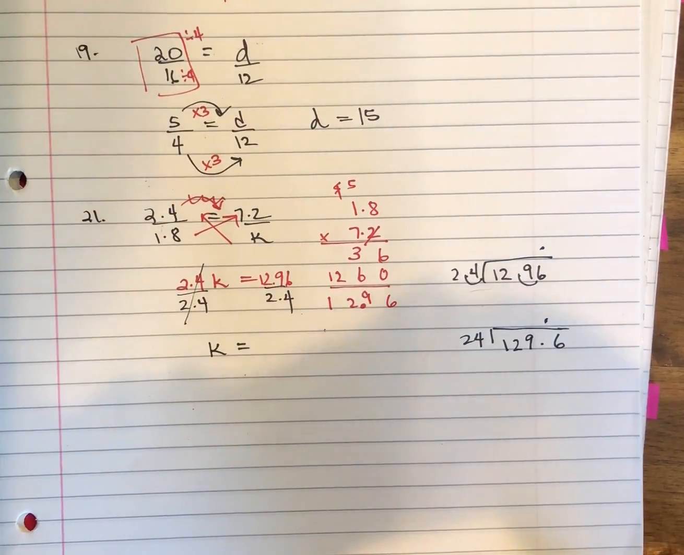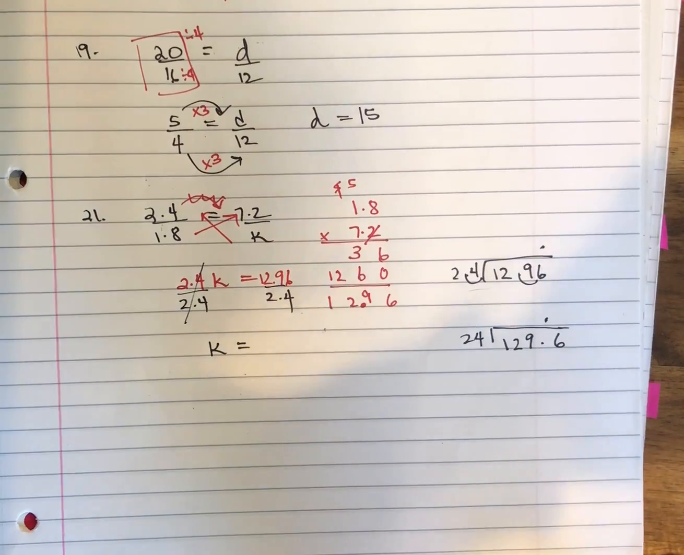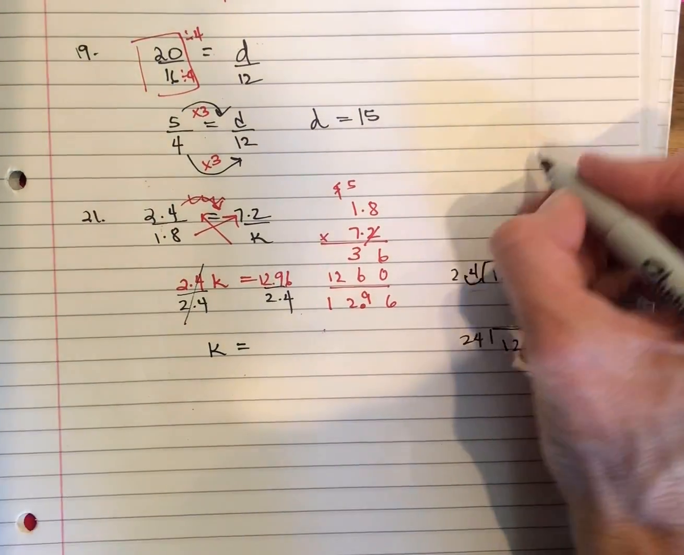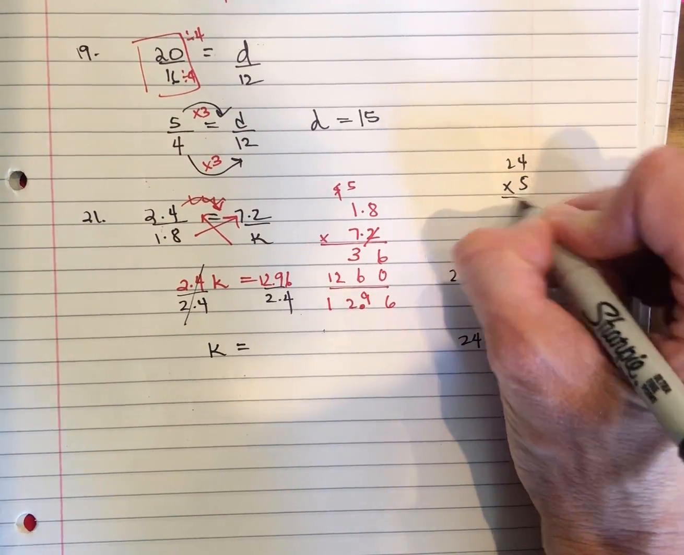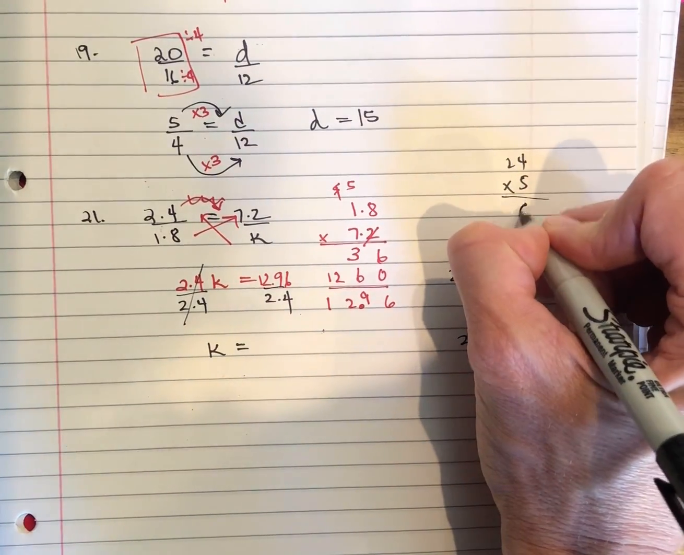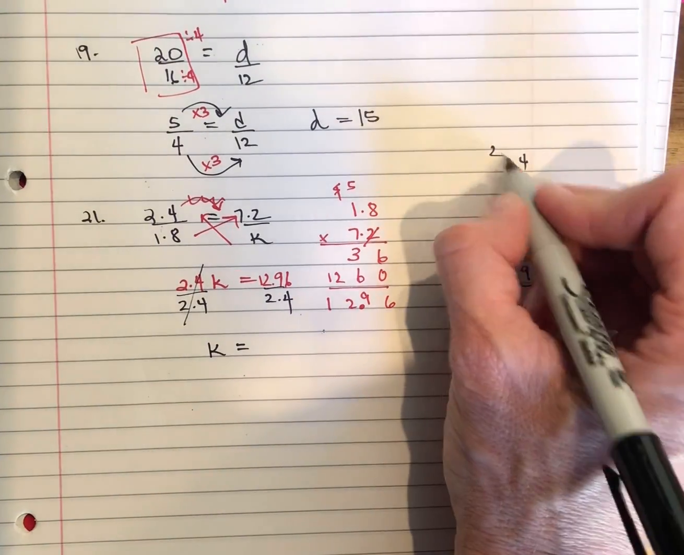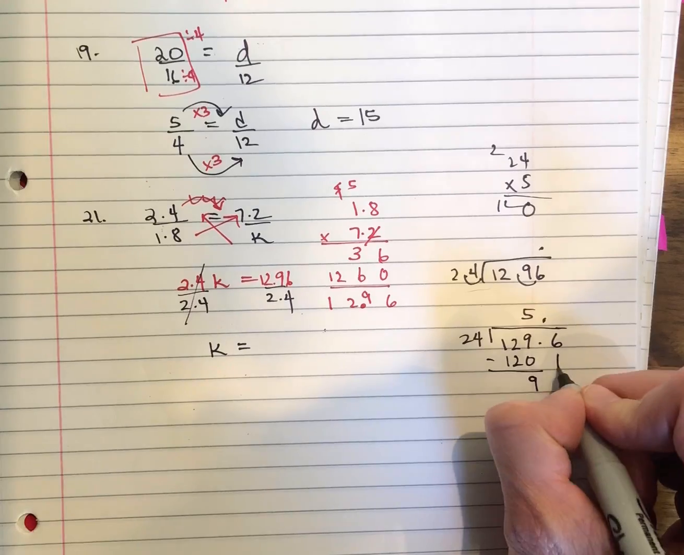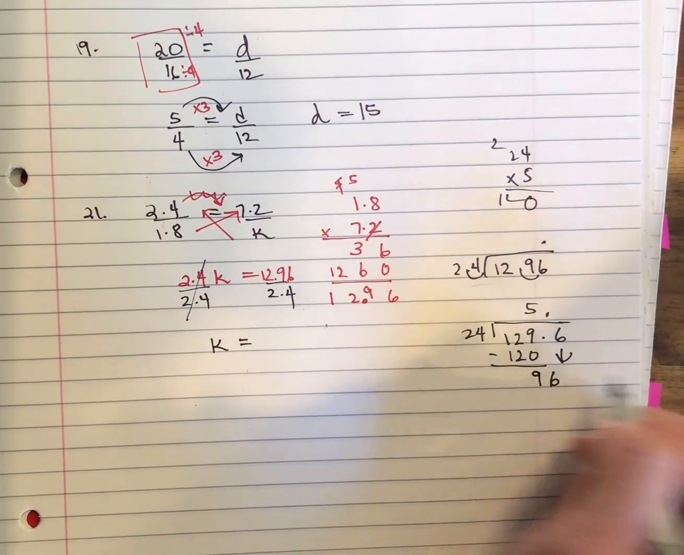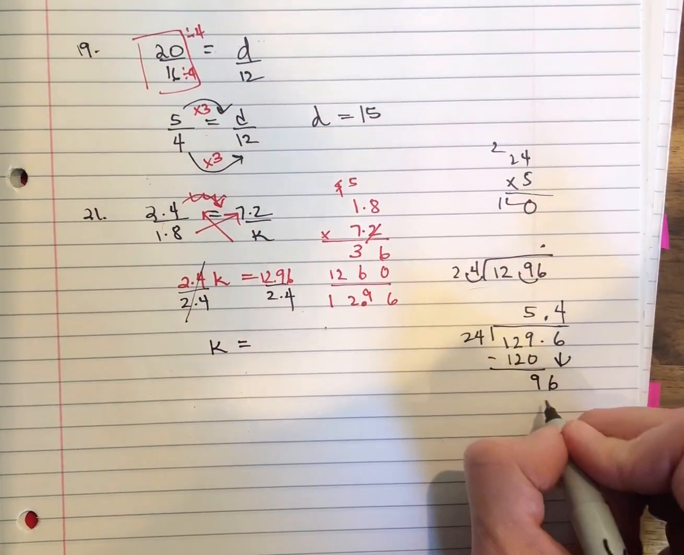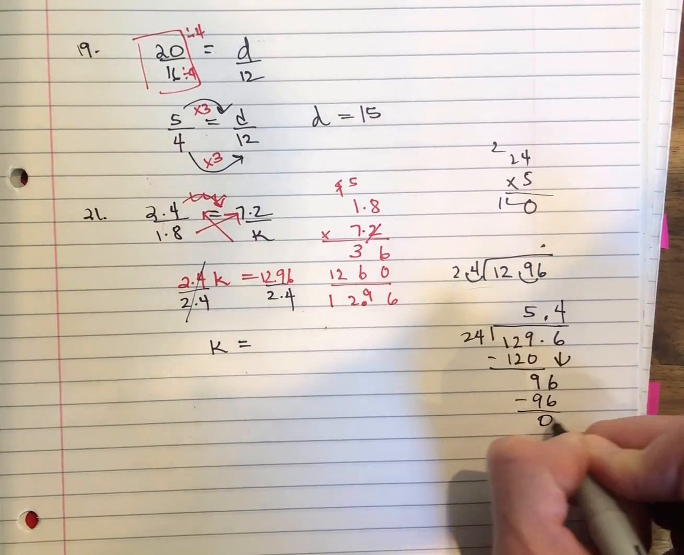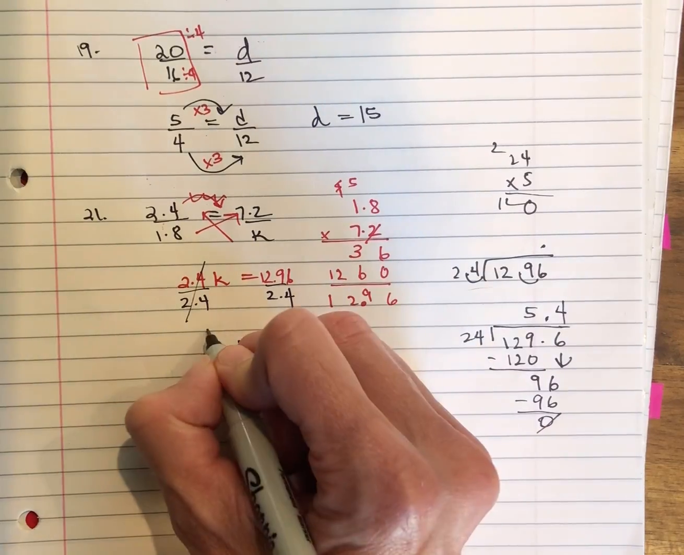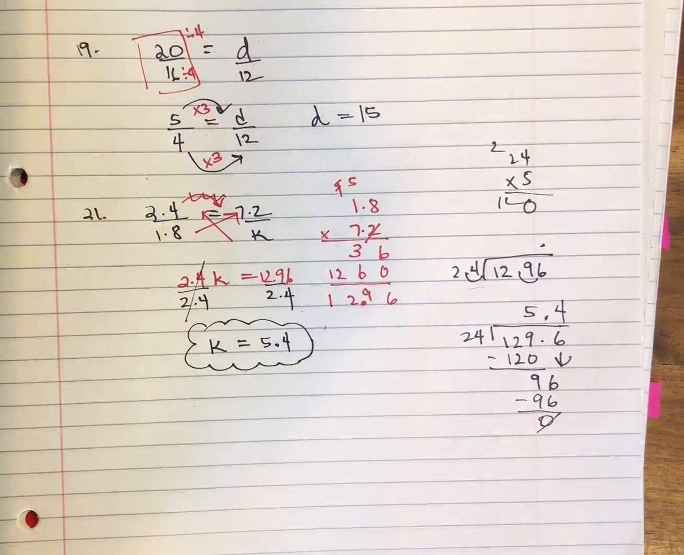Okay, so 24 doesn't go into 1. It doesn't go into 12. It does go into 129. I believe it will be 5 times. Okay, if I want to work out 24 times 5, 20, carry the 2, 5 times 2 is 10, plus 2 is 12, I get 120. Subtract and I get 9. Bring down. 24 goes into 96 4 times evenly. 96, subtract and I get 0. So K equals 5.4. That was a lot of work for one little proportion.